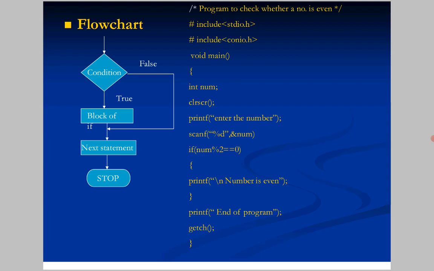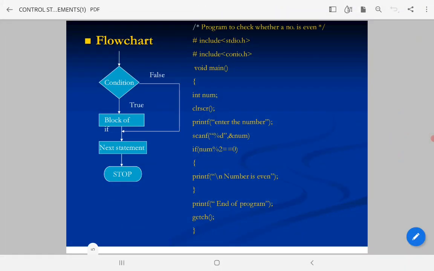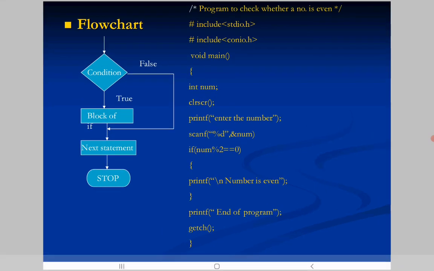If the remainder is 0, num % 2. How do we find whether the remainder is 0 or not? num % 2 double equals to 0 means it is an even number, else it is an odd number. So this is the writing of a C program. This is the first C program to test whether the given number is an even number or an odd number.